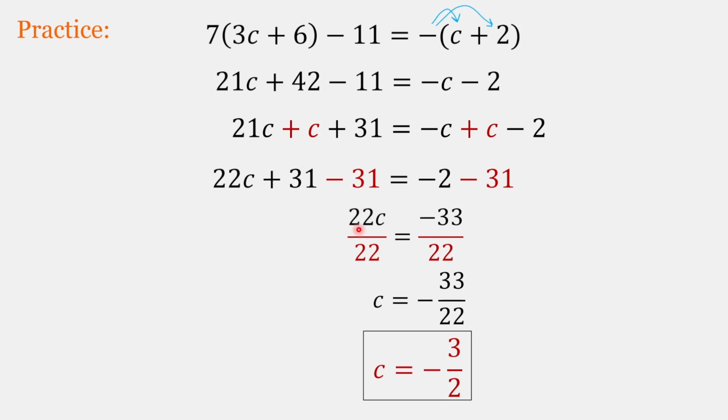Isolating the variable on the left side this time, we end up with 22c equal to negative 33. Dividing by 22, we get c equal to negative 33 over 22. This is negative 3 times 11 in the numerator and 2 times 11 in the denominator. So these 11s will cancel out. And we end up with c equal to negative 3/2 as the solution to this equation.